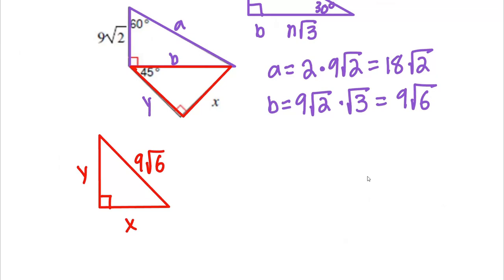So we know that this is a 45, 45, 90. So this is our n, this is our n, and this is our n root 2. I would advise color coding these, because otherwise you can get your n's confused. We're using n more than once, so I don't want you to think it's the same n for both triangles. So now what can I do to get x and y?